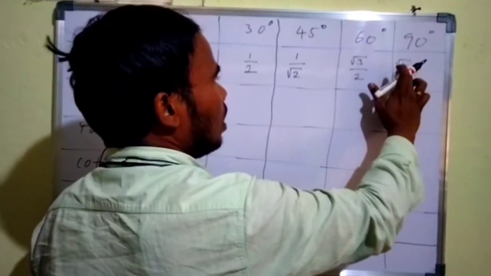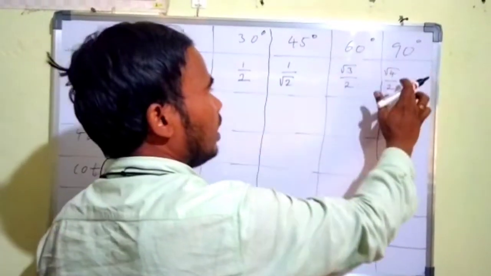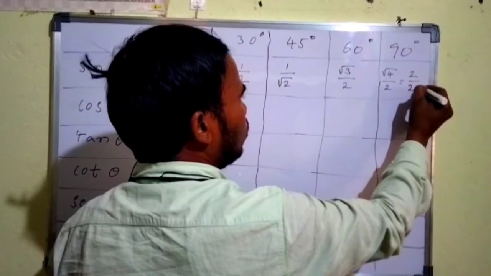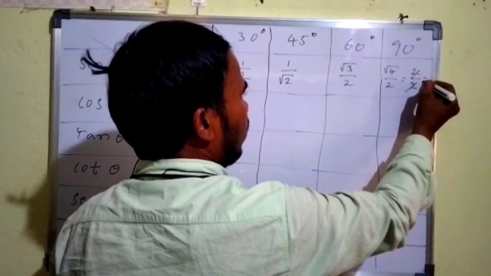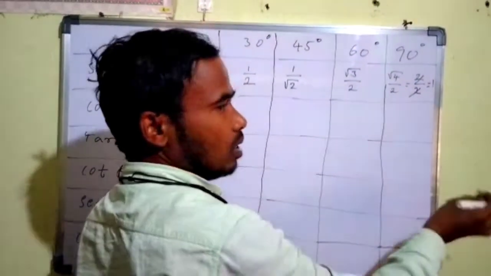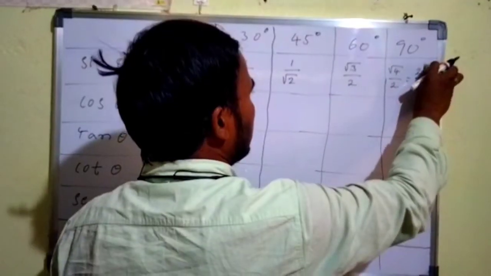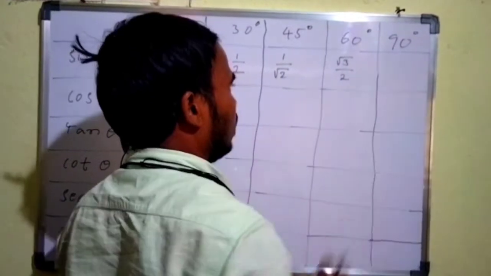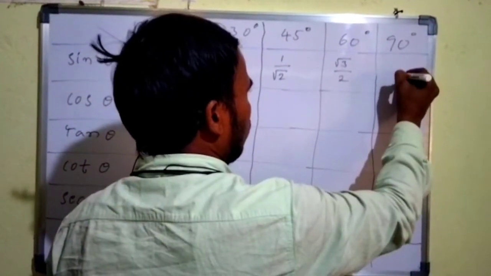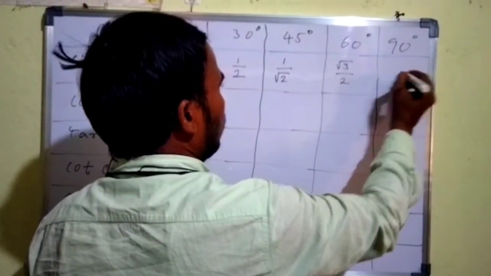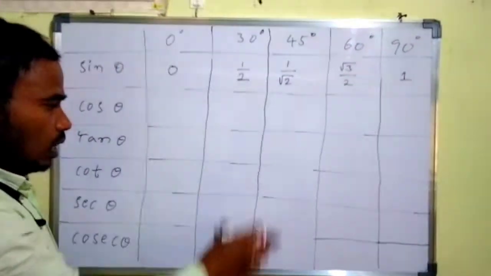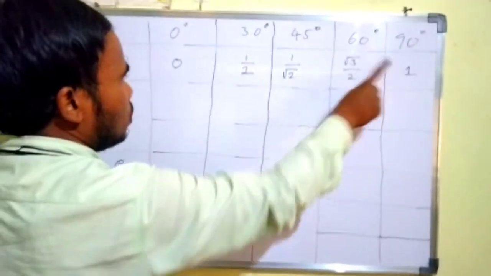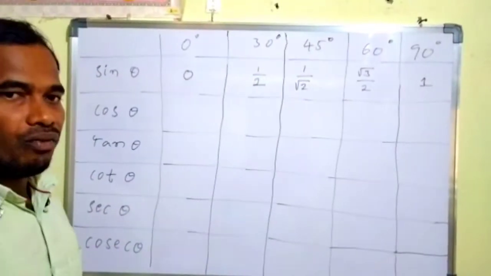And now root 4 by 2, which is 90 degrees. Root 4 is 2, and the denominator is 2, so 2 by 2 is 1. So sin 90 degrees is equal to 1. If you know these five values, we can fill the whole table.